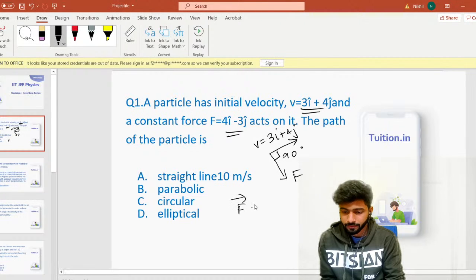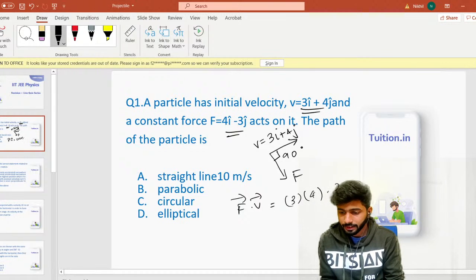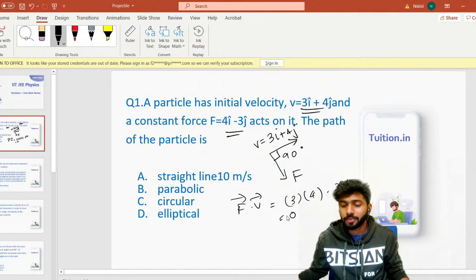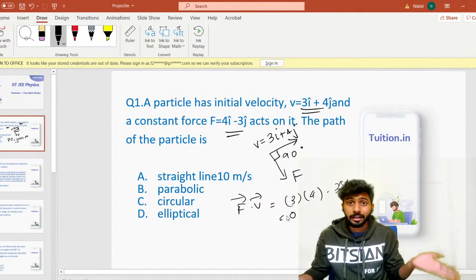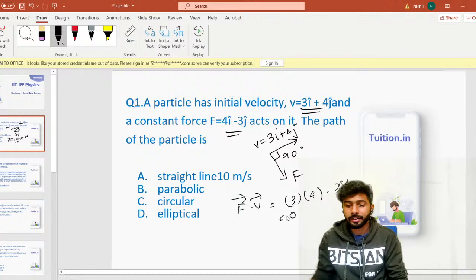Take F dot v. If you take the dot product, then you'll have 3 into 4. I hope you know how to take a dot product. If you don't, you have to revise vectors. 3 into 4, so 12 minus 12, 0. If the dot product of two vectors is 0, then either one of them has to be 0, which they are not here, or they have to be perpendicular. So force and velocity are perpendicular.